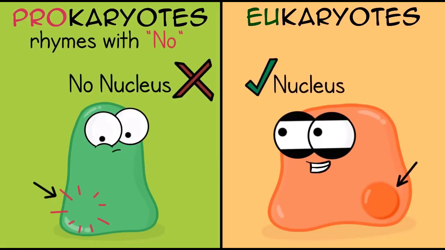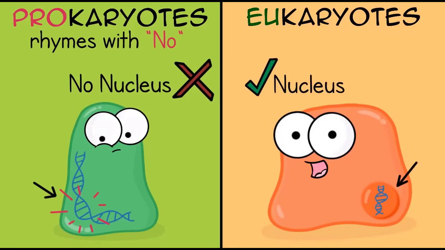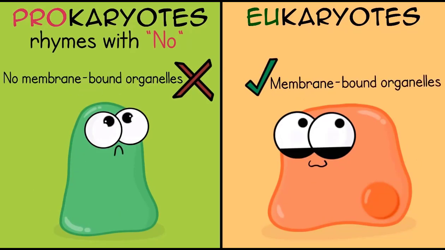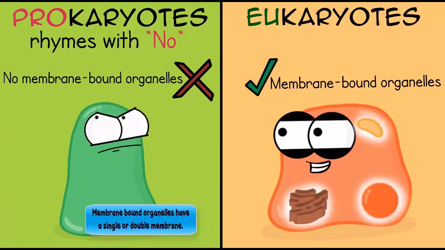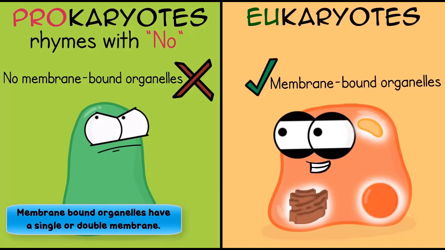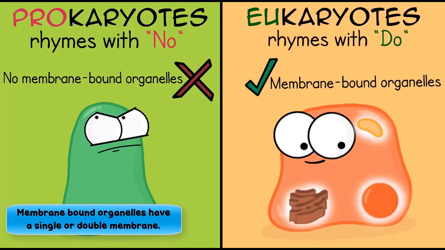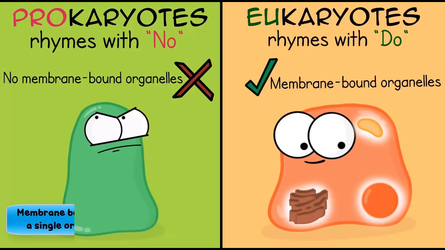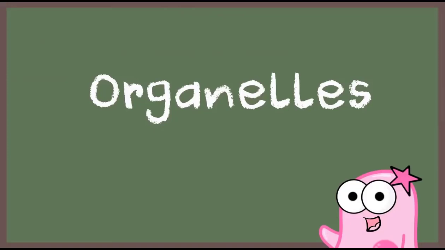Prokaryote, the pro rhymes with no, and they have no nucleus, which holds the genetic material and controls the cell's activities. Prokaryotes have no membrane-bound organelles. Membrane-bound organelles are fancy organelles like the nucleus and mitochondria and Golgi apparatus. Eukaryotes, the U rhymes with do, they do have membrane-bound organelles. So now you may be wondering, well, what do the organelles do?